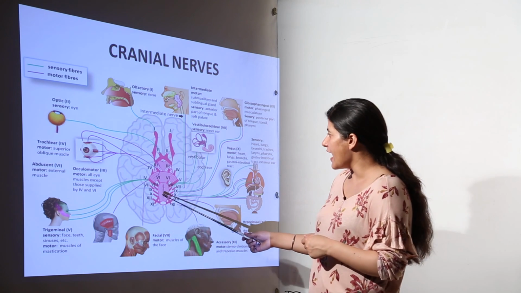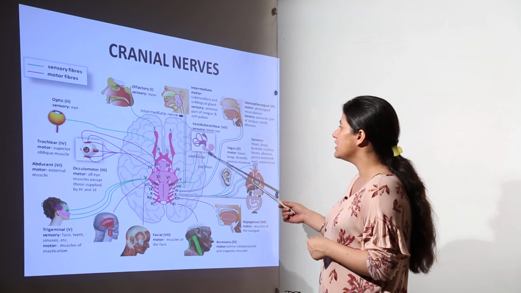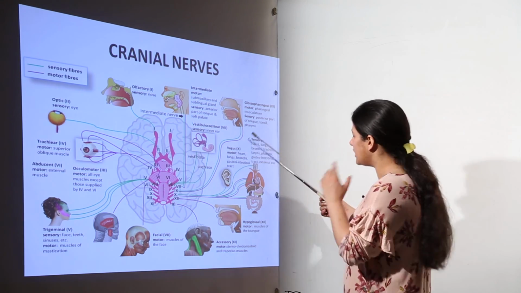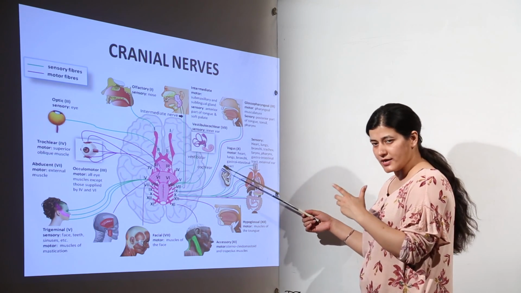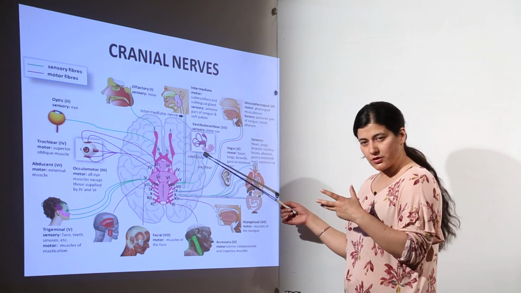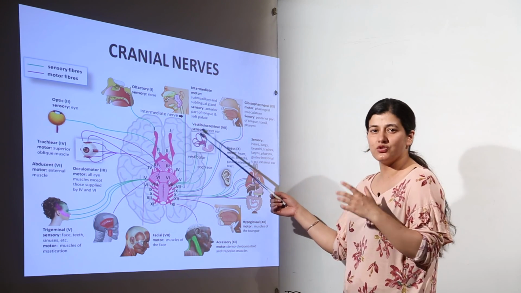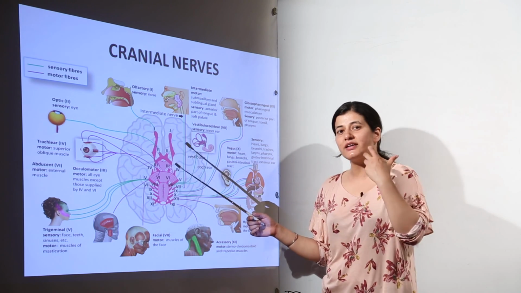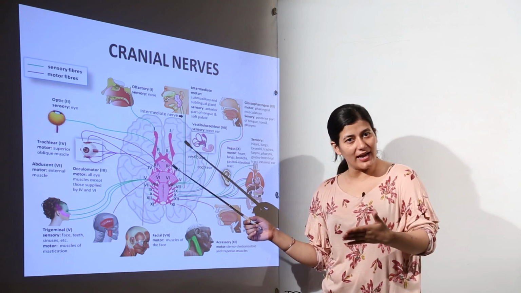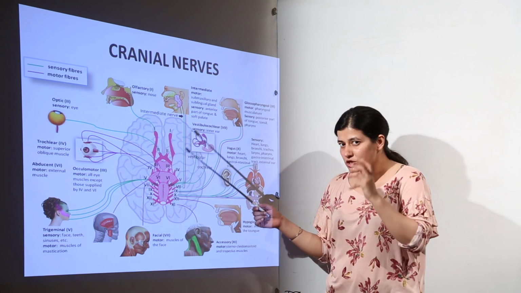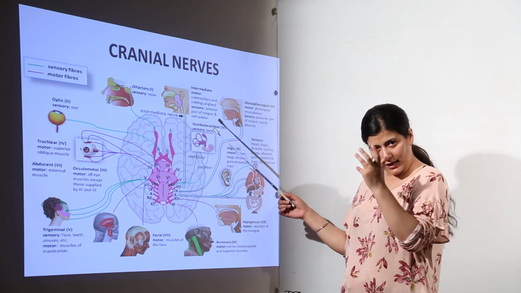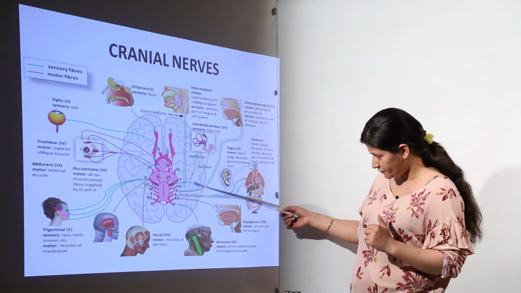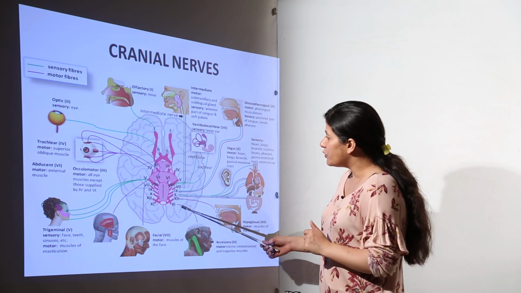Moving further, we have the eighth one, that is the vestibulocochlear. We are going to do the ear part later on, but for now you need to remember that the vestibulocochlear sensory nerve is present inside the internal ear of our body, and the internal ear is responsible for maintaining balance as well as for hearing. Because these parts take up the stimulus, this nerve is sensory, and this is the eighth cranial nerve.